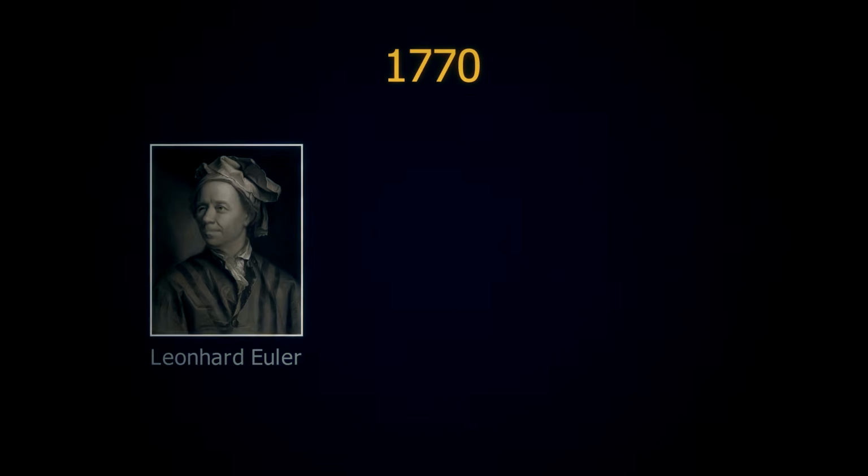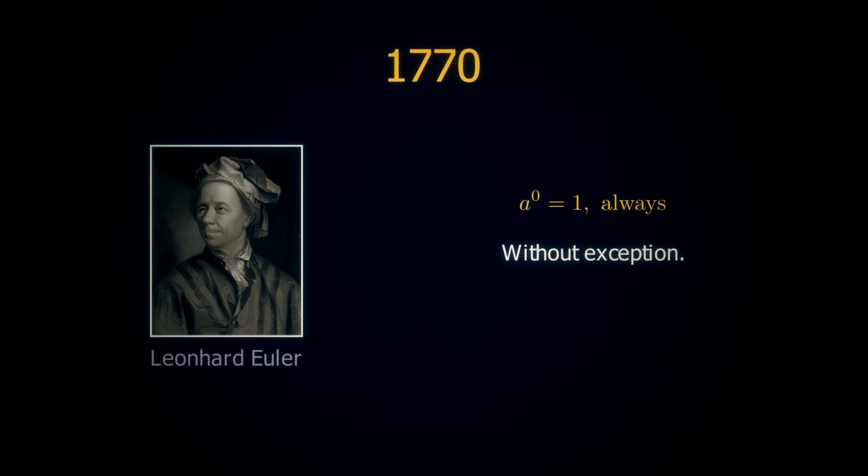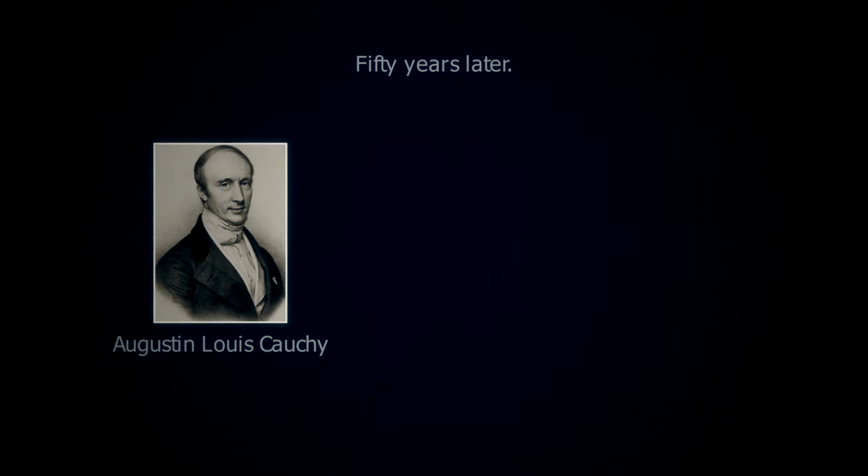In 1770, Leonhard Euler published a textbook called Vollständige Anleitung zur Algebra, a complete guide to algebra. In it, Euler stated plainly that 0 to the 0 equals 1, because the rule that any number to the power of 0 equals 1 should hold everywhere, without exception. 50 years later, a different kind of mathematician pushed back.